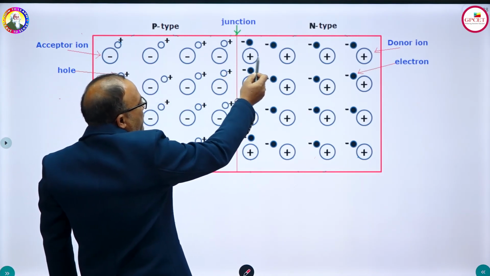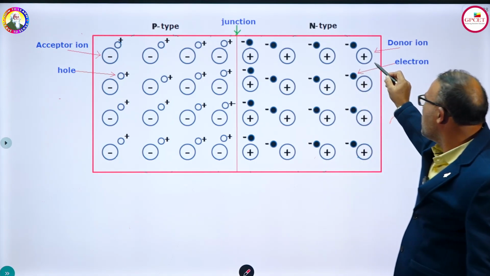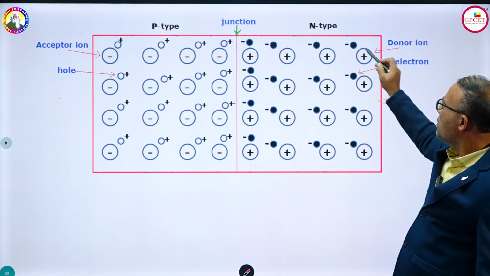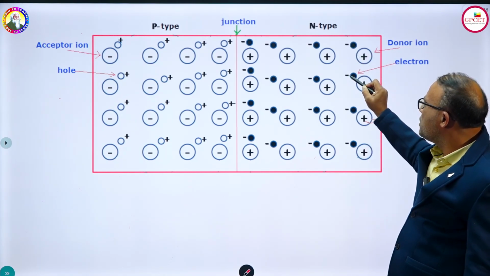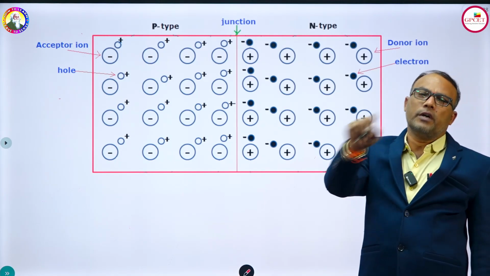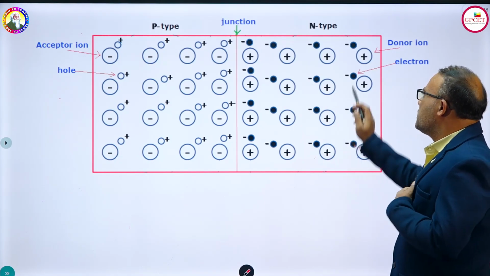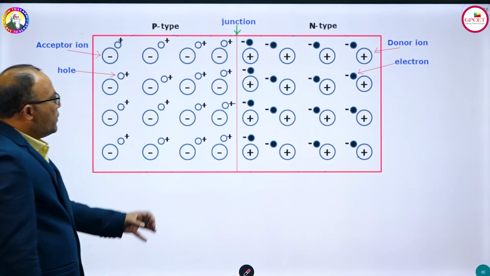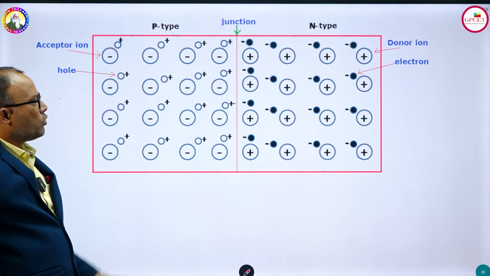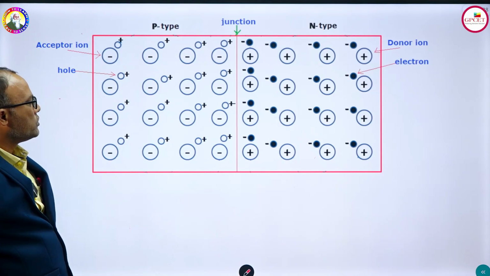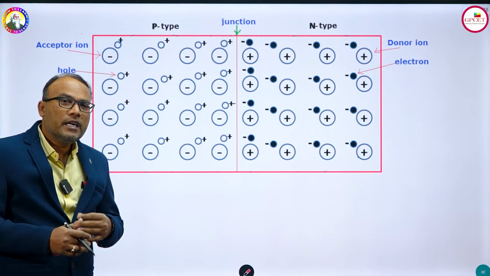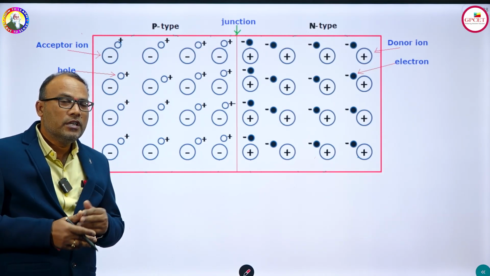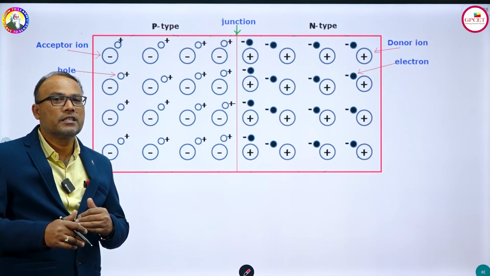Here similarly a donor ion is there, a plus in a circle. This is a donor ion, which is in no way responsible for the flow of current, but the electron beside it, which is a negatively charged particle, is responsible for the flow of current. So remember this point. Now, after forming this structure with respect to donor ions, electrons, acceptor ions and holes, let us see how current flows in this diode, or what internal processes take place in this diode.